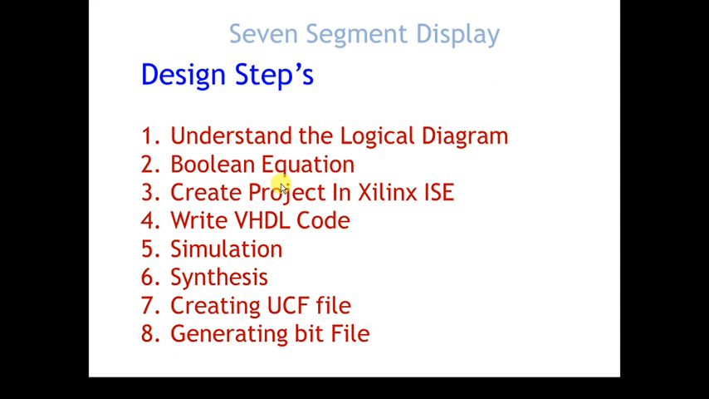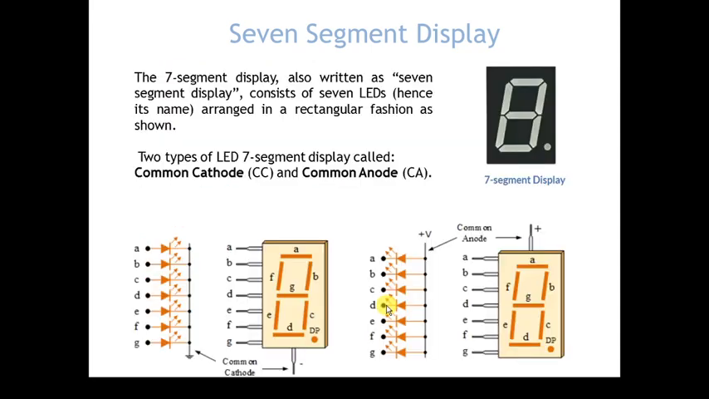Before starting to write a VHDL code, first of all we have to understand the logical diagram of our example, then understand the Boolean equation, then create a Xilinx ISE project, write a VHDL code, simulate it, synthesize it, generate a UCF file, and finally generate a bit file. So let us see quickly the theory behind the 7 segment displays.